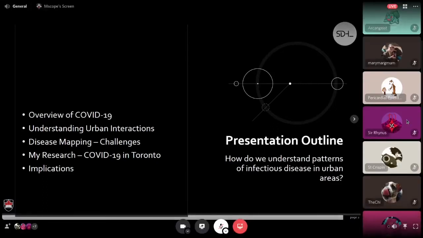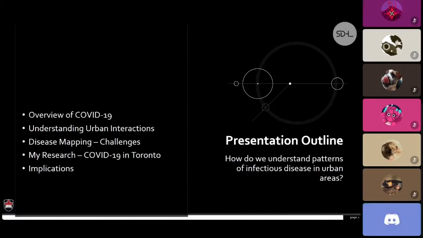Part of that is building a theoretical model of how cities structure our human-to-human interactions. Through that understanding, we can understand how infectious diseases like COVID-19 start to spread. Once I establish that, I'll go into how we map diseases like this, and then give you a look into my research, which is looking at determinants of spread of COVID-19 in Toronto. Next slide, please.